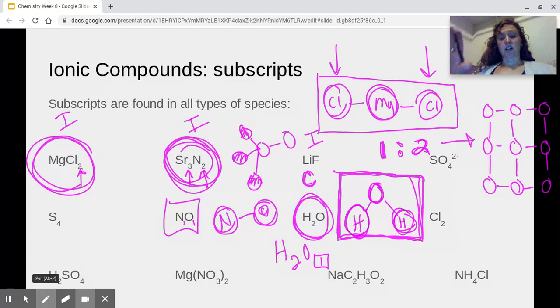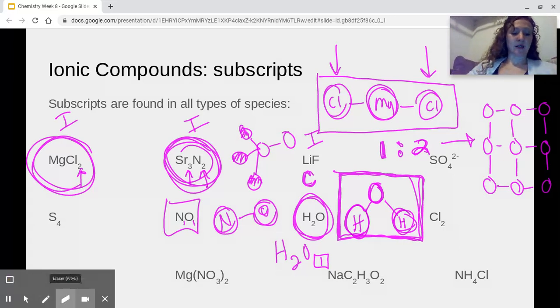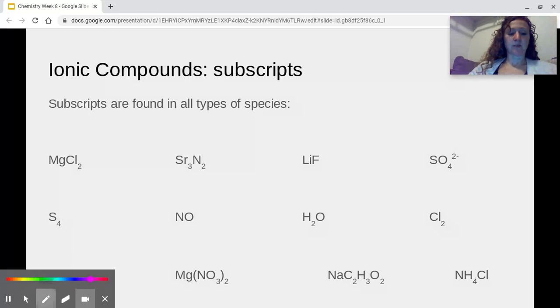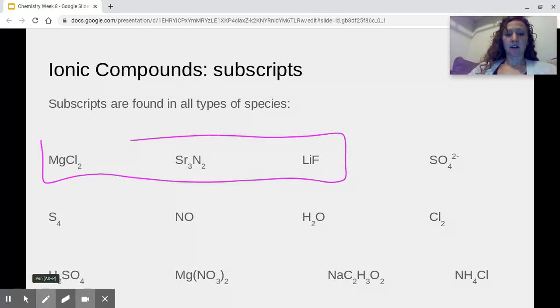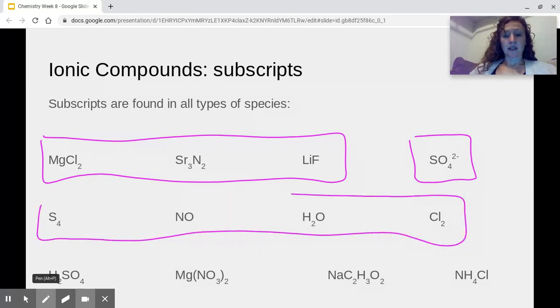As you look across this board, you'll notice that all kinds of different species have subscripts in their formula describing what's present. I mean, look at all the different types of species we have. We have ionic compounds here. We have a polyatomic ion there. These are all covalent compounds.